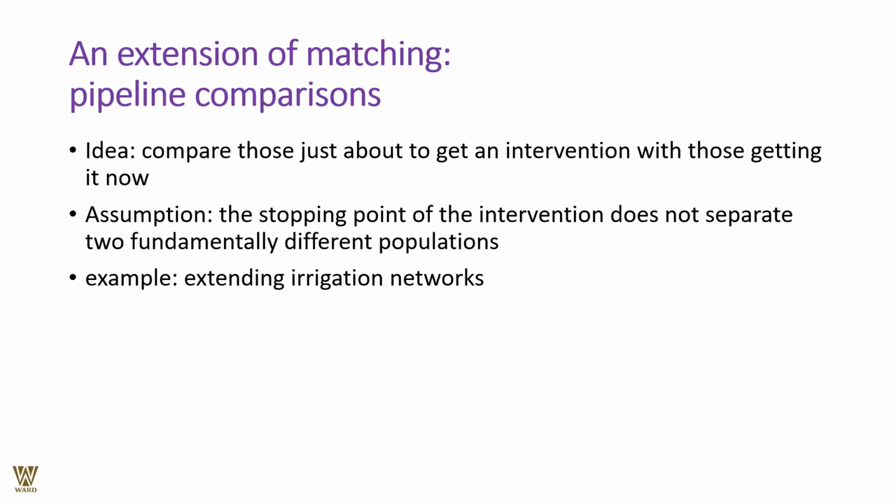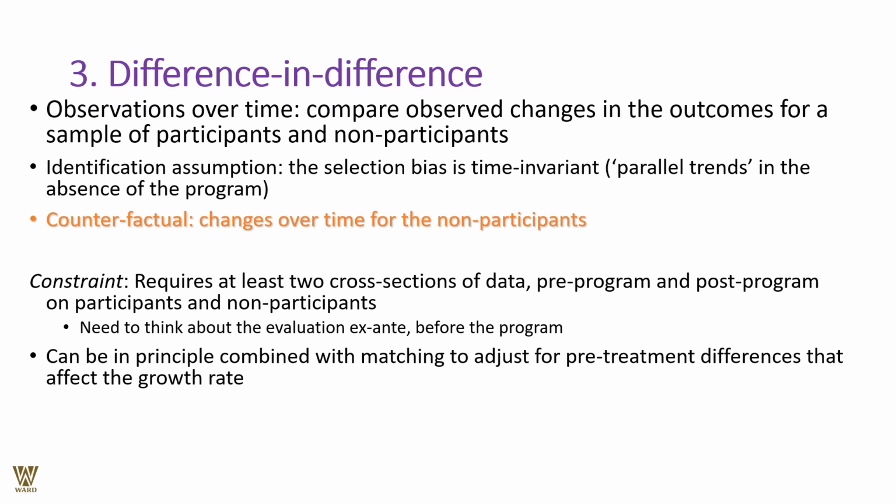Let's go to an extension of matching. The idea is to compare those just about to get an intervention with those getting it now. Assumption: the stopping point of the intervention does not separate two fundamentally different populations. Example, extending the irrigation network. Differences: observation over time, compare observed changes in the outcomes for a sample of participants and non-participants. Identification assumption: the selection bias is time invariant. Parallel trends in the absence of the program. Counterfactual changes: the counterfactual is just the opposite, changes over a period of time for non-participants.